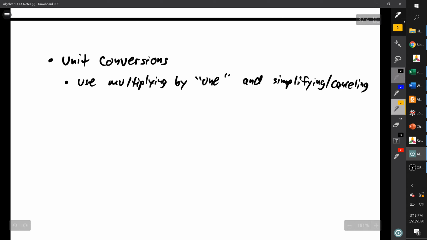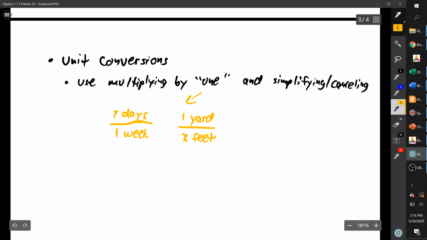What do we mean by multiplying by 1? Well, anytime what's on top equals what's on bottom, that's equal to 1. So, for example, 7 days over 1 week, that's the same length of time. So that equals 1. Even though the units are different, practically speaking, it's equal to 1 because what's on top equals what's on bottom. We could say like 1 yard is the same thing as 3 feet. Equals 1 because the length on top is the same as the length on the bottom.